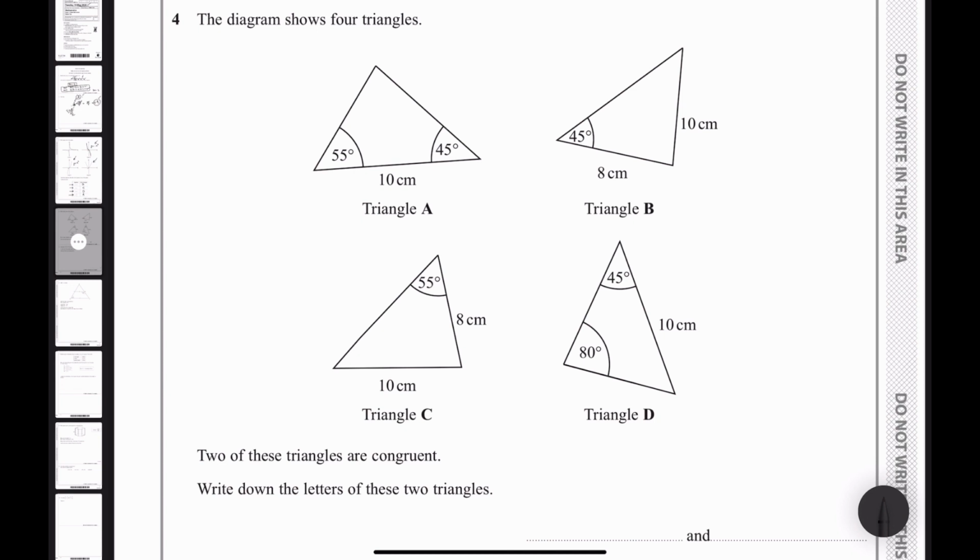So let's see. For example, for the first triangle, one length is given. The angles are 45 and 55, and we don't know the third angle, so let's find it out. We'll subtract both the angles from 180. So in order to find the third angle, we will do 180 minus 55 minus 45, because the sum of all the angles in a triangle is 180. So it will become 80 degrees. So this angle will be equal to 80 degrees. Now 55, 45, and 80. Let's look for something like that.